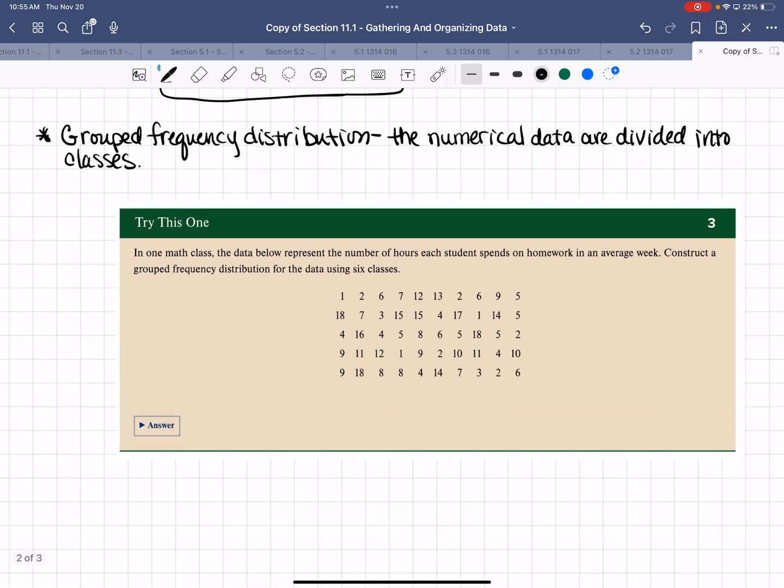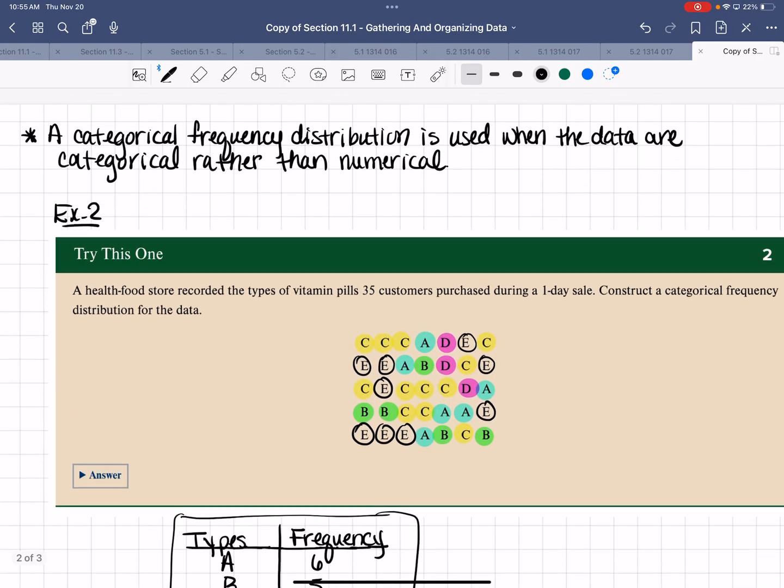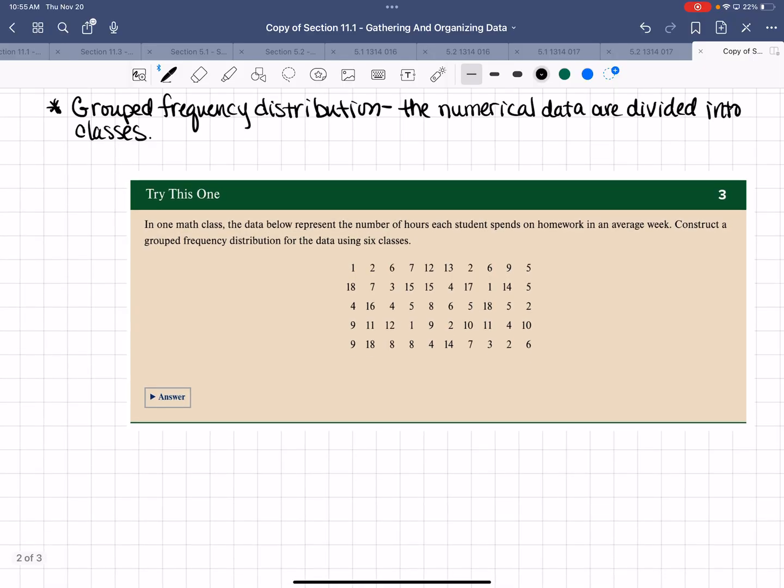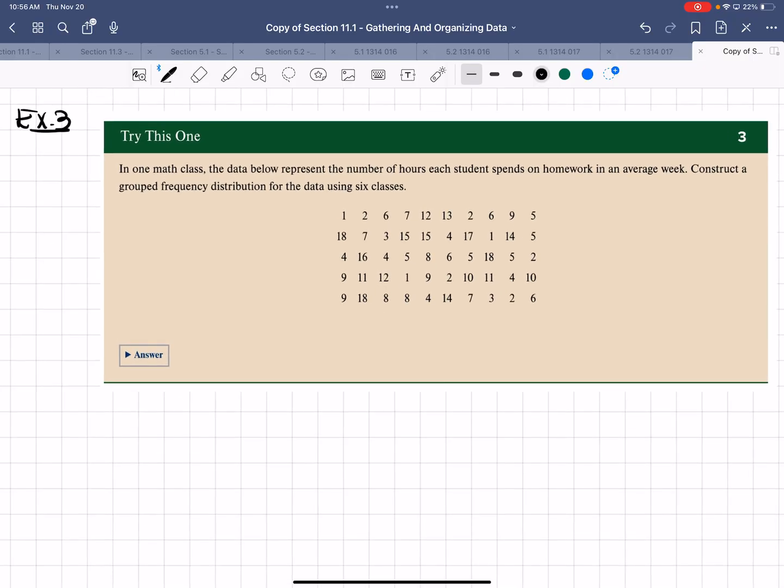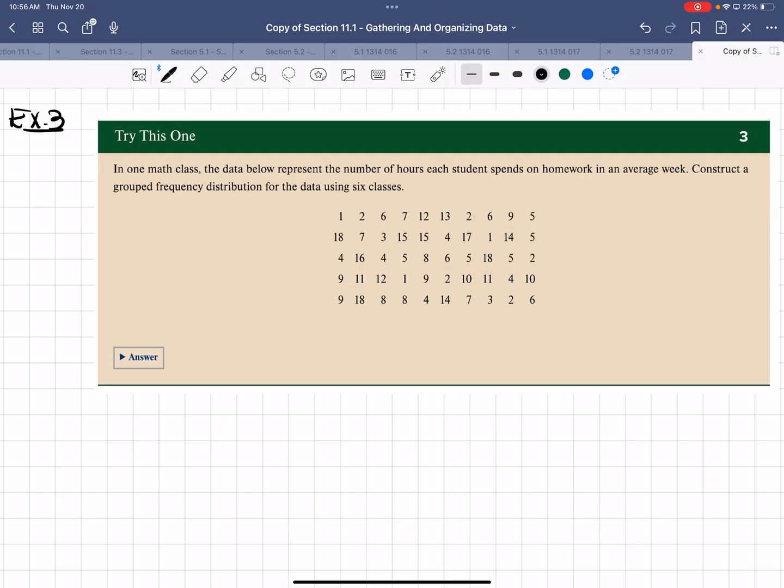So an example, is this example 2? No, 3. All right, good. So in example 3, it says in one math class, the data below represent the number of hours each student spends on homework in an average week. We want to construct a grouped frequency distribution for the data using 6 classes.